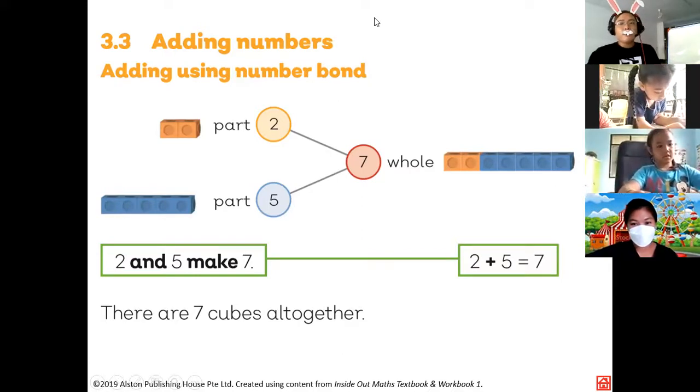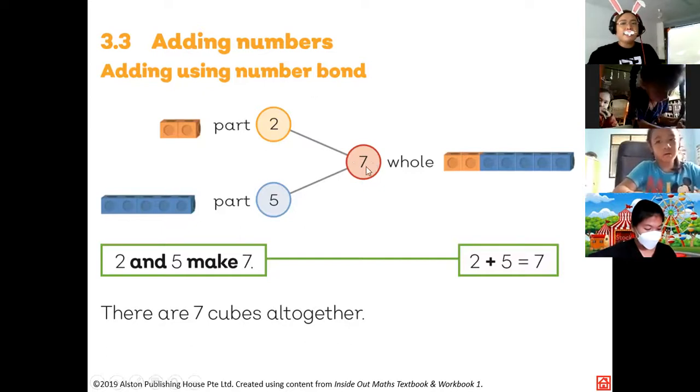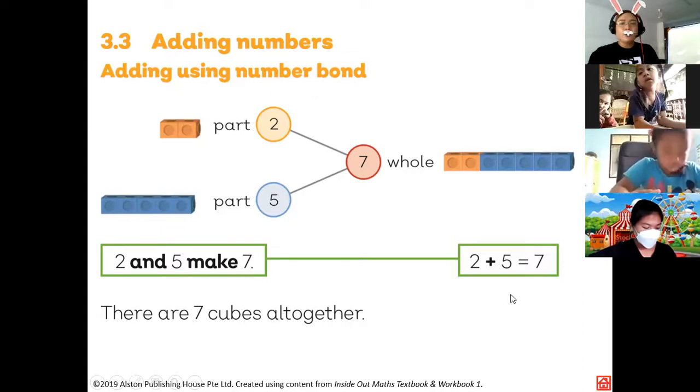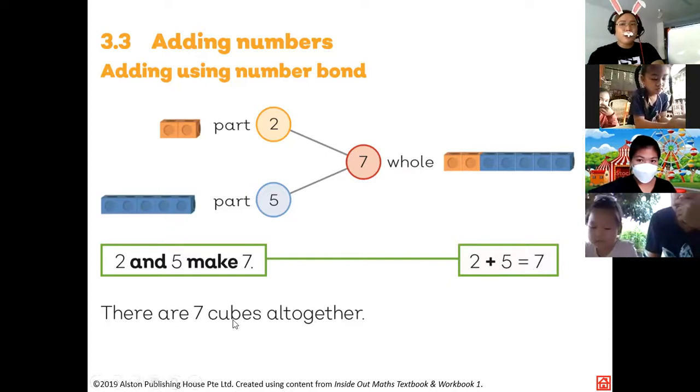If we are going to add 2 and 5, that's going to be 7. So 2 and 5 make 7, or we can also say 2 plus 5 is equal to 7. Again, 2 and 5 make 7. So there are 7 cubes altogether. Do you understand? Yes, I do. No, I don't.